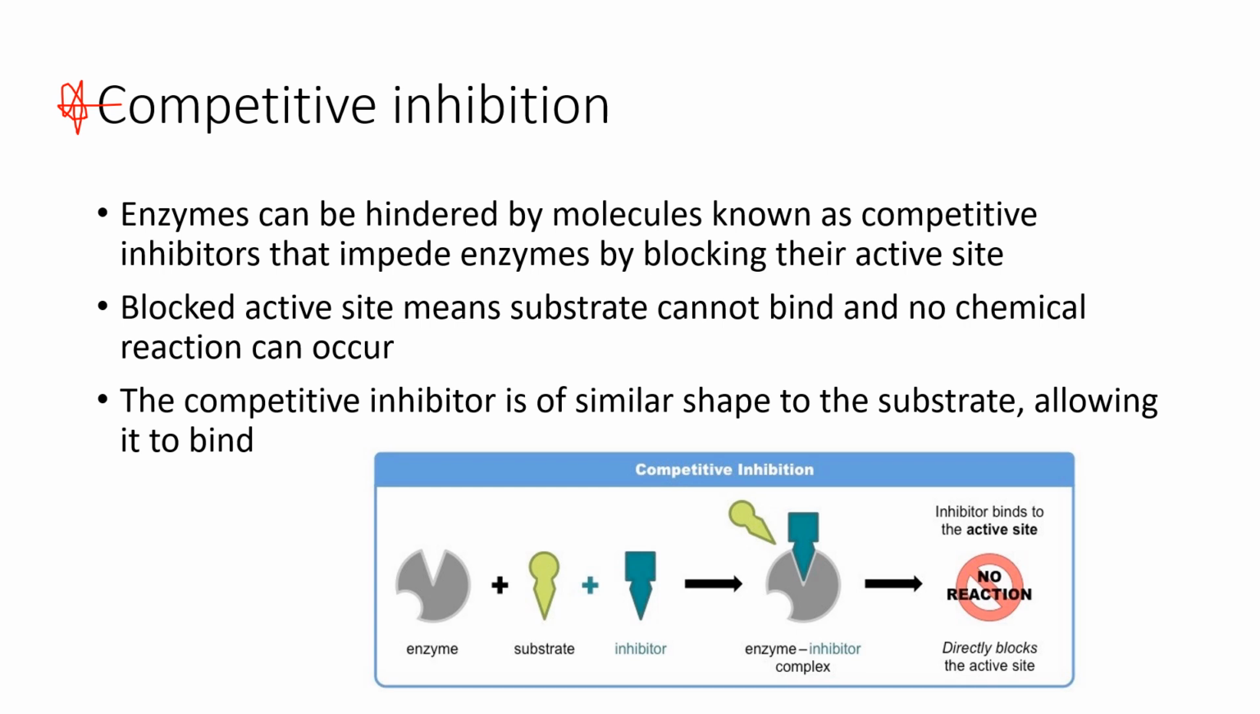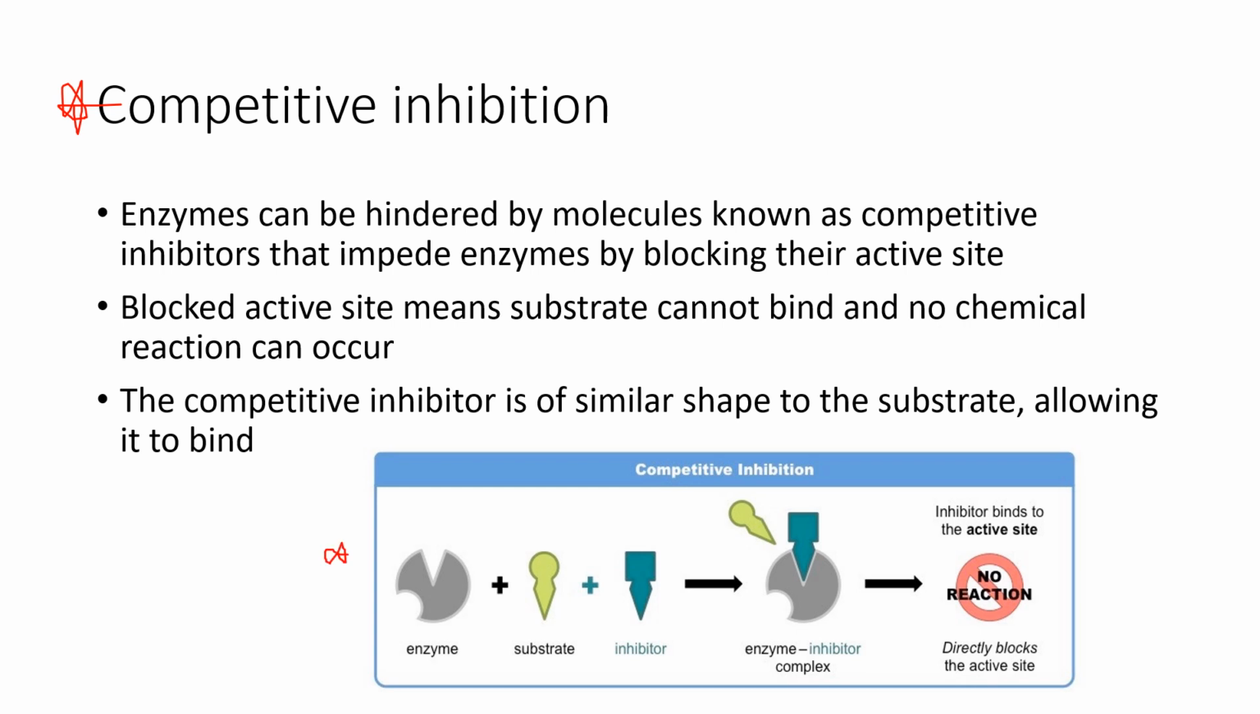So enzymes can be hindered by molecules known as competitive inhibitors. So they can impede enzymes by blocking their active site. Obviously, if the active site is blocked in an enzyme, it cannot perform its function, so that reduces reaction rate. So it means the substrate cannot bind, no reactions will occur. So the competitive inhibitor is a similar shape to the substrate and allows it to bind to the active site.